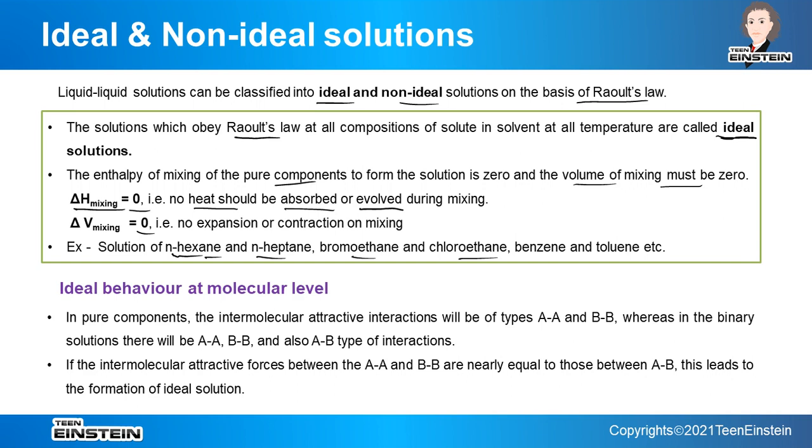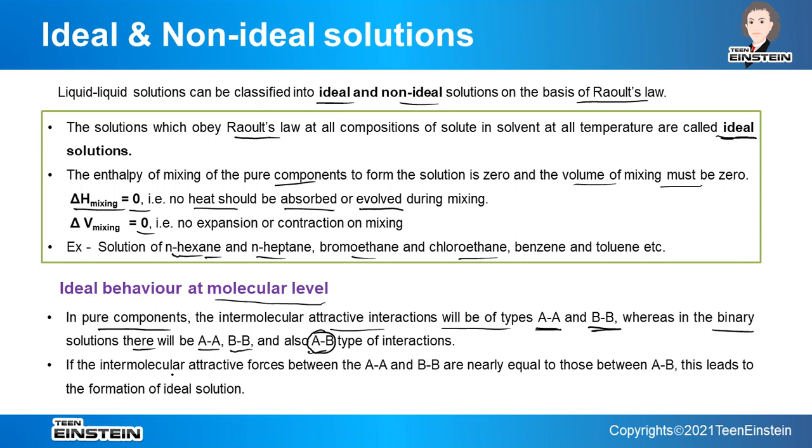Now, what is the explanation behind this ideal behavior at the molecular level? Why will they behave in such a way, and when will they behave in such a way, how do we know? For that we have to look at the molecular level. When it is in pure condition, the intermolecular attractive interactions in A will be of AA type. Obviously there is no B near A or no A near B. And in pure B, there will be BB interaction. Now when you are mixing A and B, you have a binary solution. So there will basically be three types of interaction: AA, BB and AB. This is a new kind of interaction that will also be present.